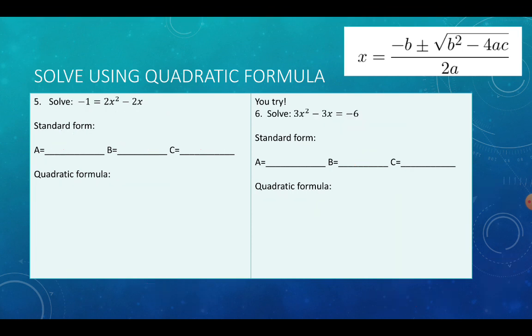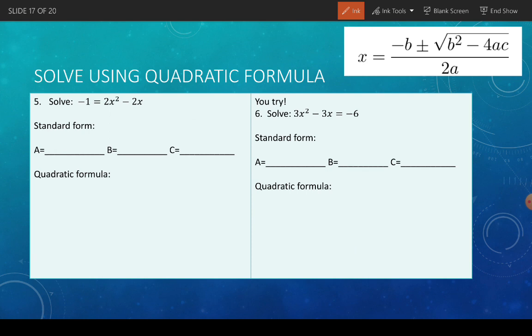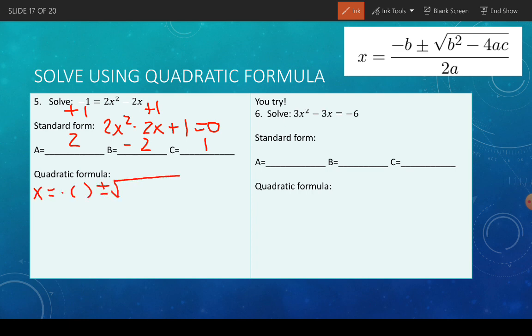Okay, so solve using the quadratic formula. First step is that we need to get our quadratic into standard form. So we need to add 1 to both sides. So our quadratic would be 2x squared minus 2x plus 1 equals 0. A is 2, b is negative 2, and c is 1. So our quadratic formula would be negative b plus or minus the square root of b squared minus 4ac all over 2a.